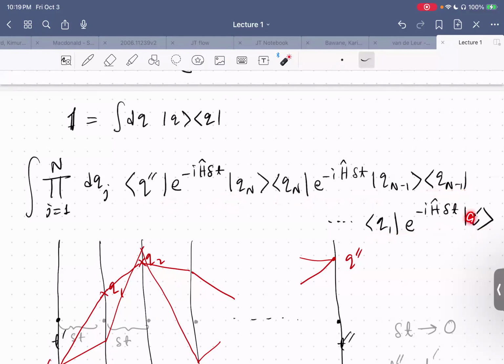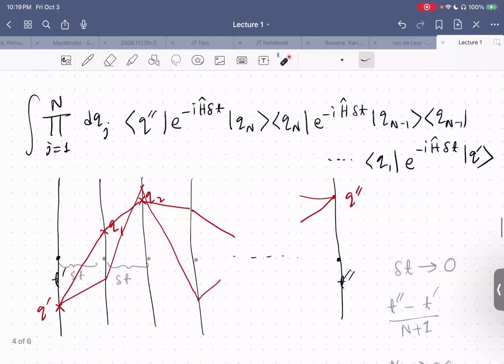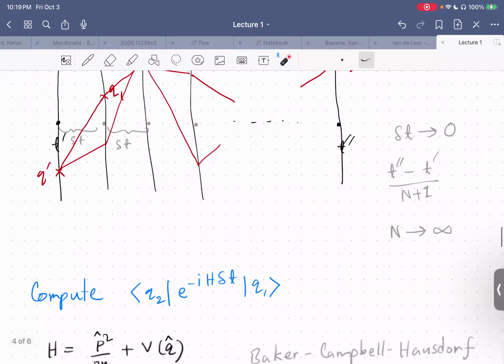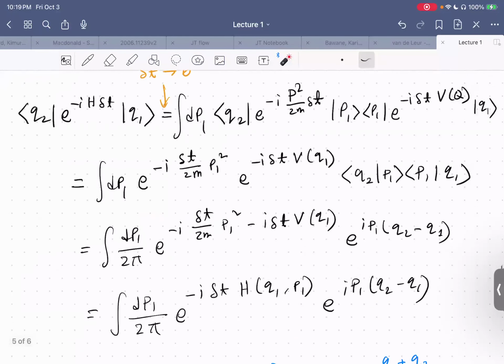So the first one is from q prime to q1, the second one is from q1 to q2, and so on and so forth. So for each timestamp, we have a small transition amplitude, right? The one that takes you from q prime to the next one, and the one that takes you from q1 to the next one. Okay. Yes. So then we manipulated these infinitesimal amplitudes. So we took one and we wrote it like this.